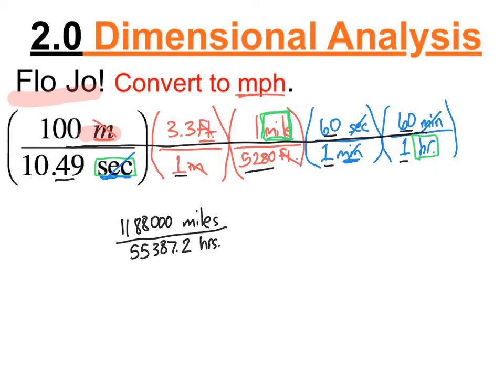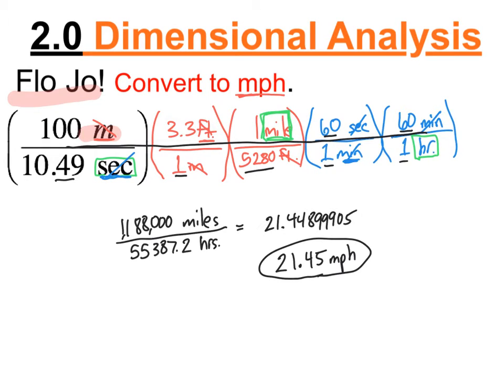All right, and then I need to divide those two numbers. So I take the 1,188,000 miles and divide it by 55,387.2 hours, and I will get 21.448999.05. Keep all the numbers round at the end, and now I would say, okay, well, let's say that's 21.45 miles per hour. So the world record holder in the women's 100-meter dash, Florence Griffith Joyner, or FloJo as her nickname was, she ran 21.45 miles per hour. All right, that's pretty fast.